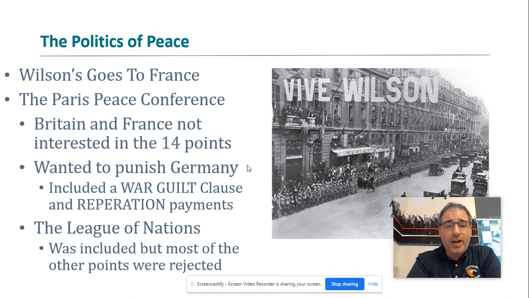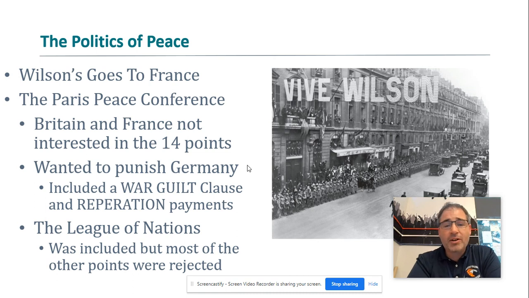In order to get what he wants, he allows the war guilt clause and the reparations clause to be put into the treaty that ends World War I. The war guilt clause required Germany to accept guilt for starting the war, which, if you think back 20 minutes ago, they didn't. It was a Serbian who killed an Austro-Hungarian, which led the Austro-Hungarians to try to punish Serbia, which brought in Russia, which brought in Germany.